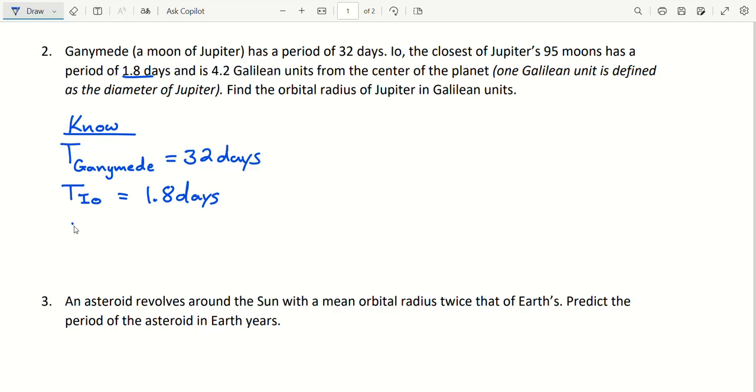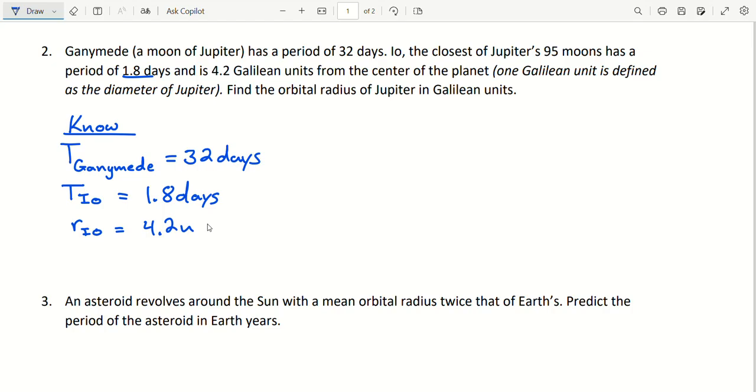What is 4.2 Galilean units? Io. So I'm going to say something about Io. How do I write that? The orbital radius. It's not in AU here. This is in Galilean units instead of AU. We will use R. It's just a radius. Cool? And it's a radius of which moon? Io. 4.2, and I'm just going to call it units because I don't want to write GU.